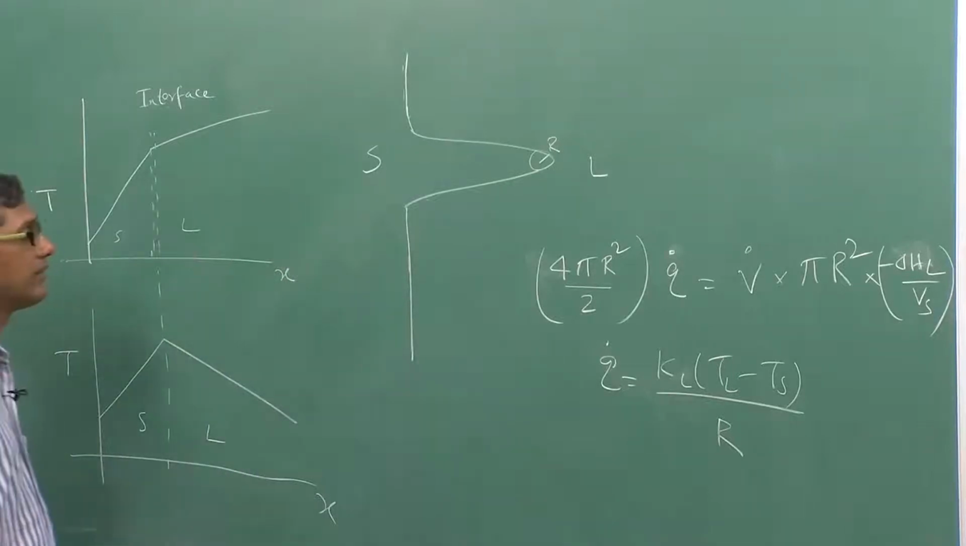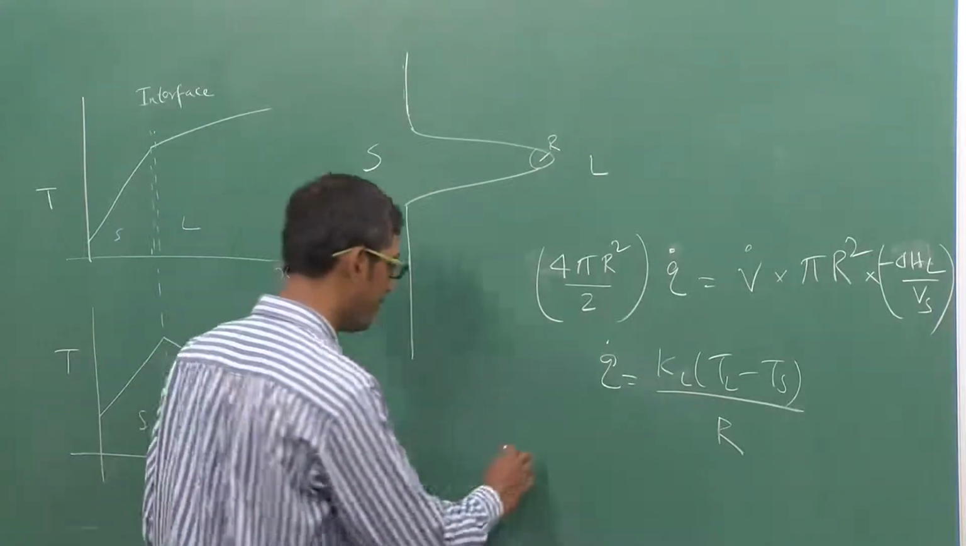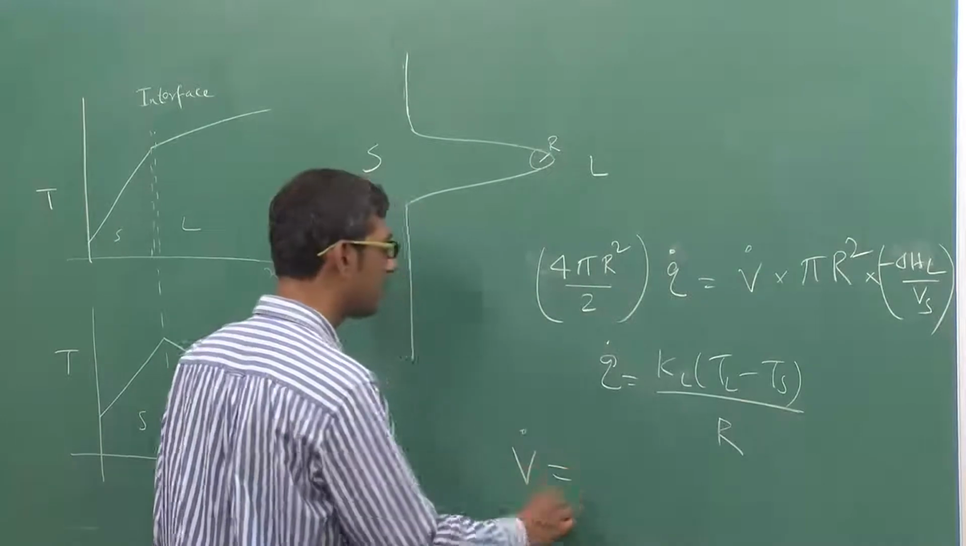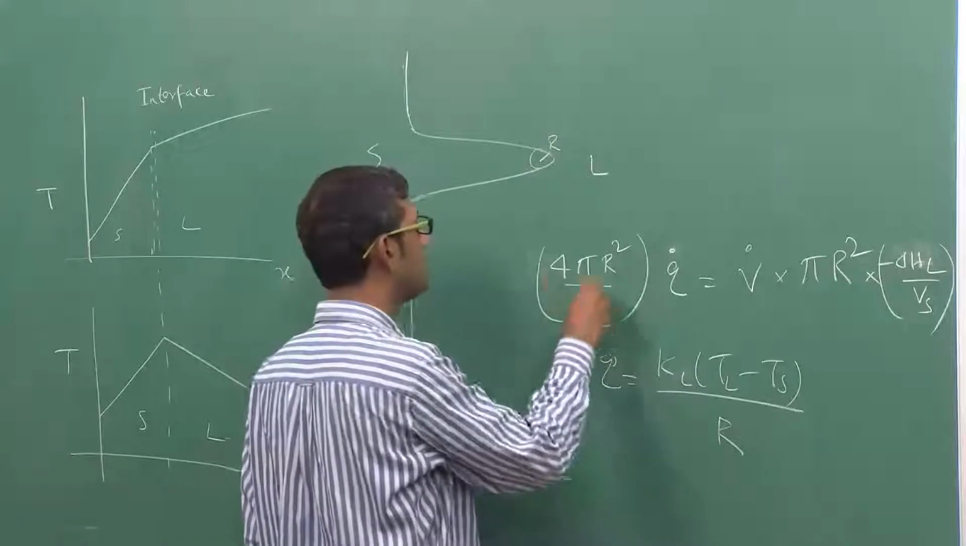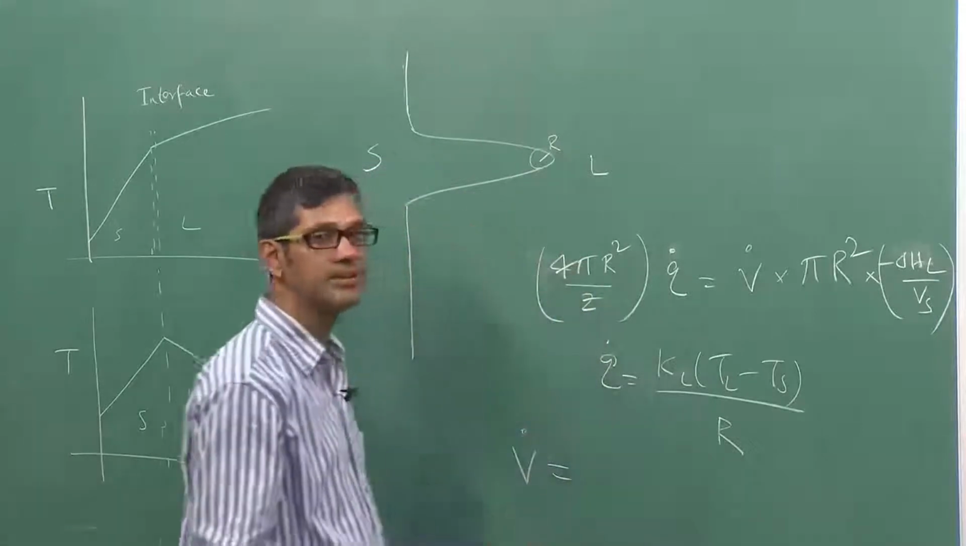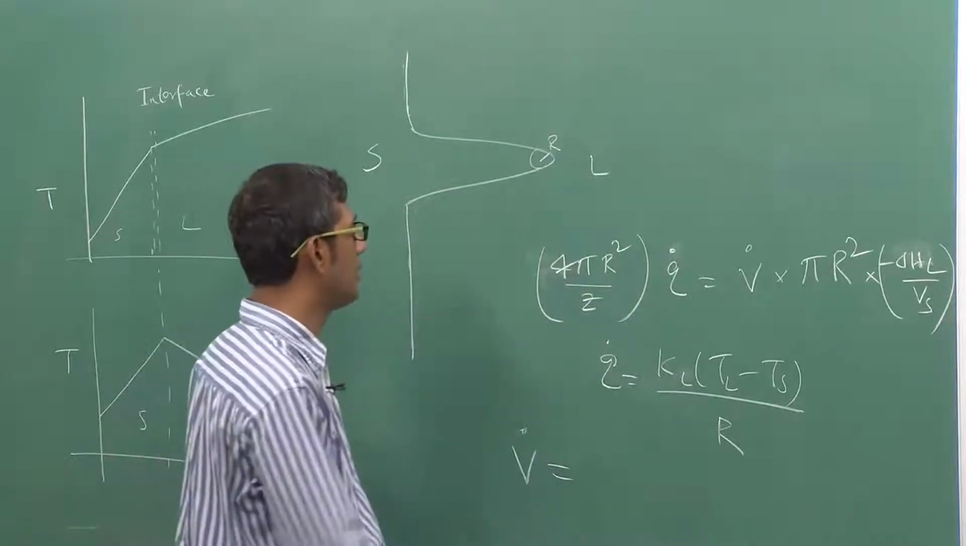So finally, we can actually get the V dot growth rate of the dendrites as like this. This is the heat evolution. Remember this is half because half of these surfaces are only in touch with the liquid, that is why.